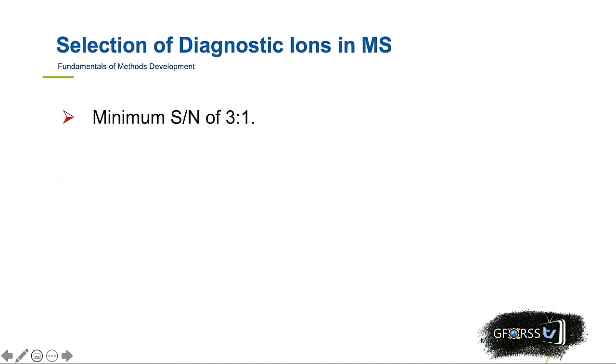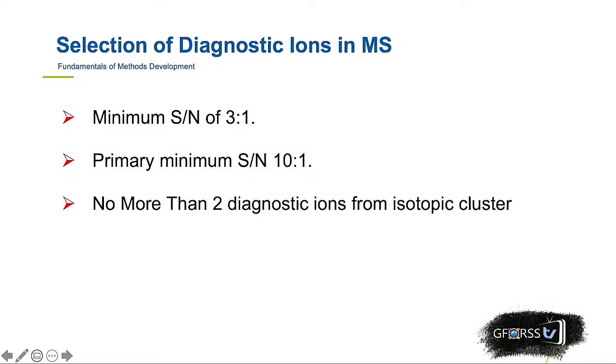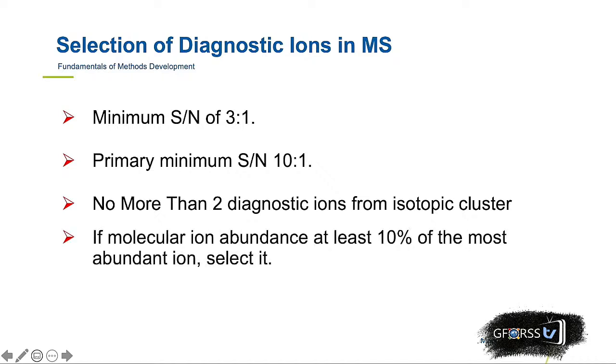There are minimum values of peak intensities to look for. This is in the chromatogram. A good primary ion has a signal-to-noise ratio of at least 10 to 1. This is the minimum for quantitation. The second ion should have a signal-to-noise ratio of at least 3 to 1. If there is an isotopic cluster, we should not use more than 2 diagnostic ions from the cluster. More than that is just redundant information.